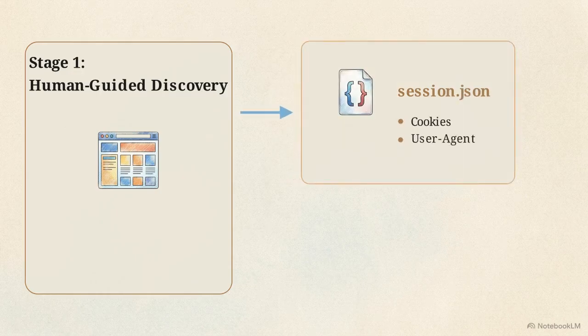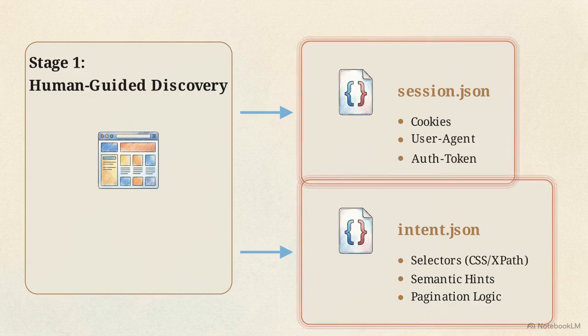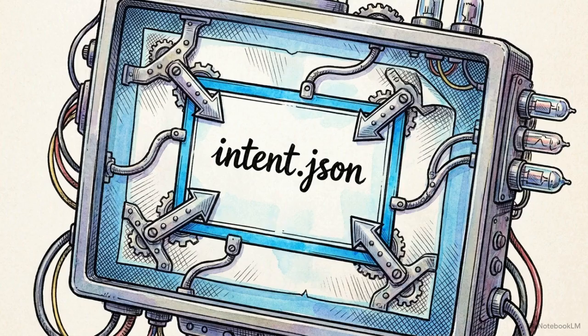The first critical output is session.json, capturing the exact cookies, user agent, and authentication state. The second output is intent.json, a declarative recipe of semantic hints, selectors, and pagination logic chosen visually. Decoupling allows human intuition to solve the complex, unscriptable access problem exactly once, allowing the machine to safely take over the infinite repetition. In a rigorous data pipeline, intent.json cannot operate as a loose list of selectors.